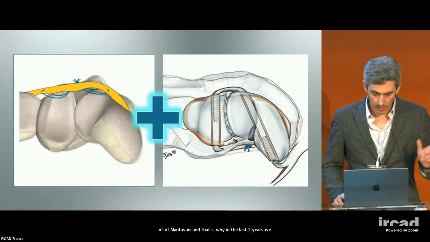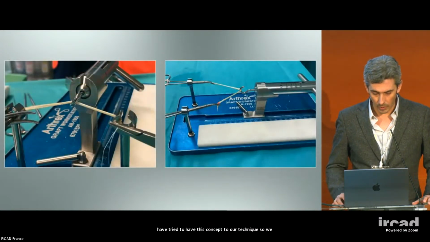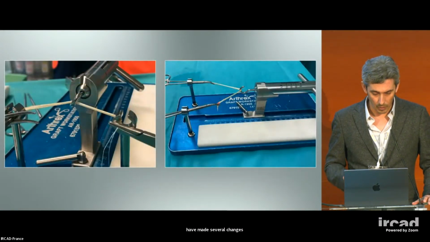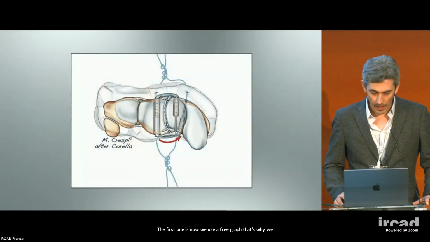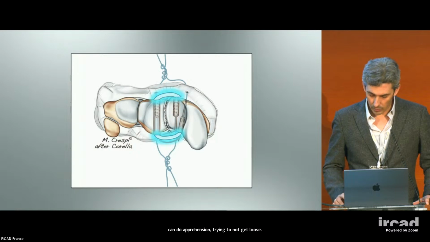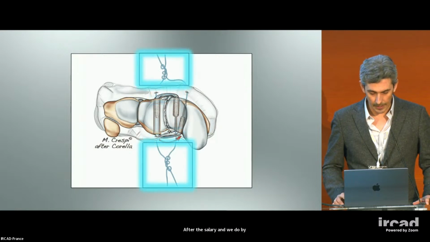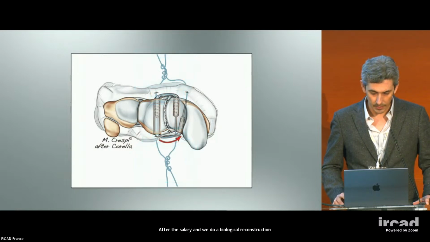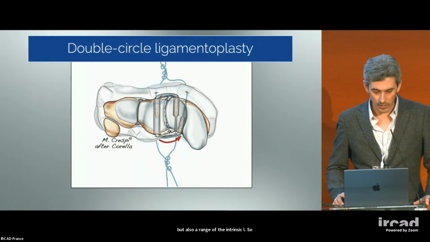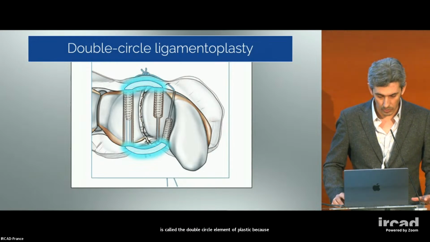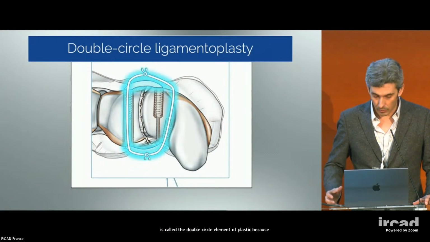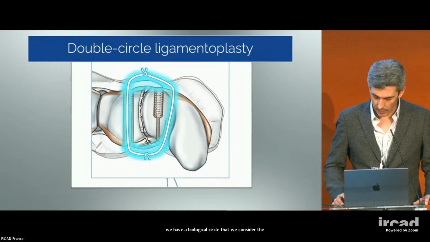So we have made several changes. The first one is that now we use a free graft. That's why we can do a pretension, trying to not get loose after the surgery. And we do a biological reconstruction, but also a reinforcement of the extrinsic ligament. So this is called the double circle ligamentoplasty because we have a biological circle that reconstructs the scapholunate, volar and dorsal, and also a reinforcement of the dorsal extrinsic ligament and volar ones.